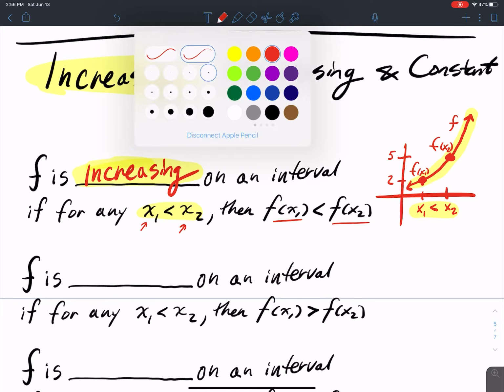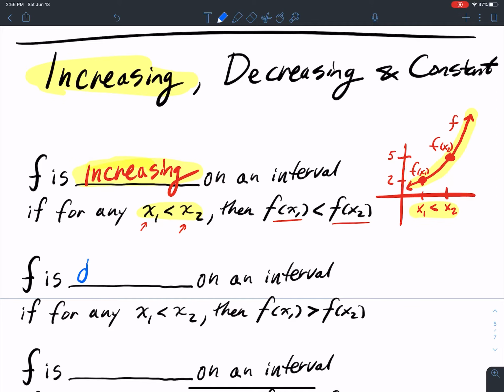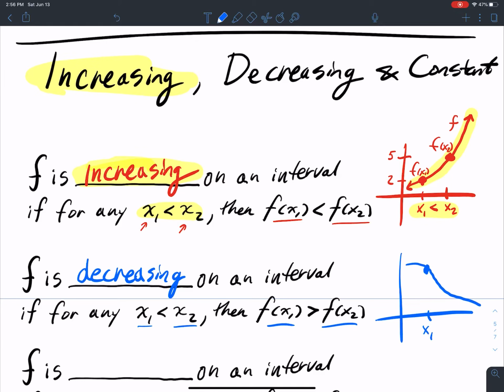All right, the next definition would be for decreasing. f is decreasing on an interval if for any x1 less than x2, then f of x1 is greater than f of x2. So it's the opposite of increasing. It would be like this scenario here. Maybe this is my x1, and then here's my x2. So your x2 is greater, but the f of x2 maybe is now 1, and this f of x1 is now like 4.